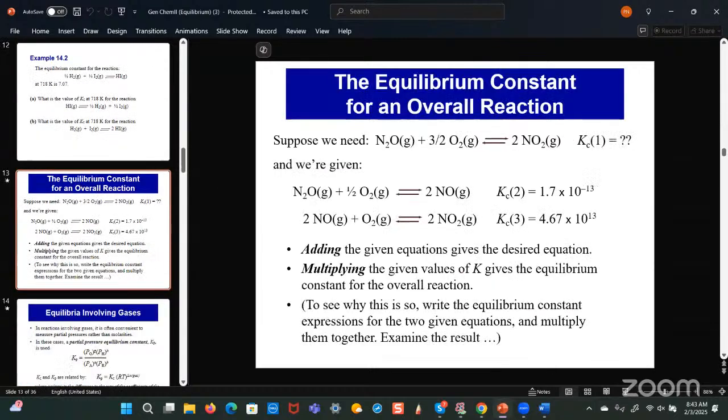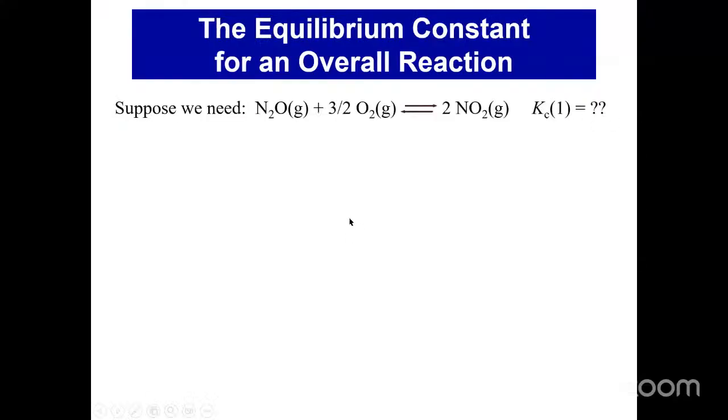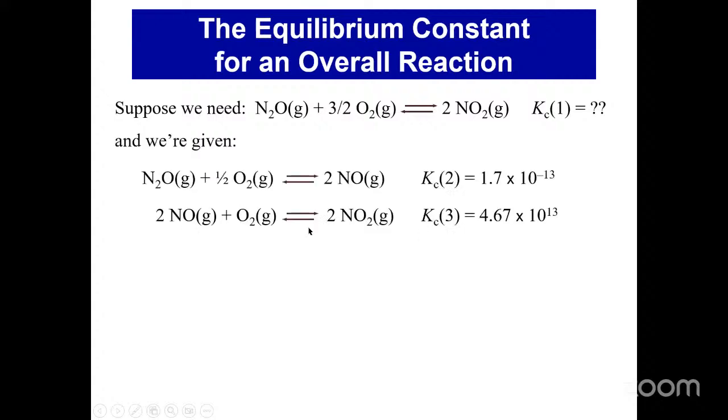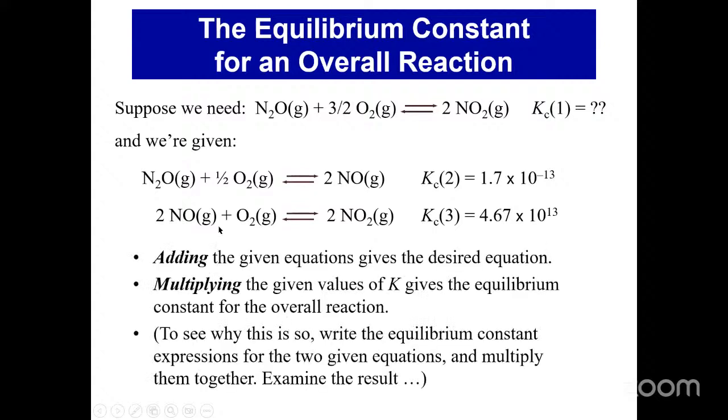Okay, now here we have some more interesting situations. This question is asking us to calculate the Kc value for this equation right here. In addition to that equation, they gave us these two equations and their respective Kc values. The question is asking us to use these equations along with these Kc values to determine the Kc value for this equation. If you compare this equation to these two, you'll notice that when you add these two equations, you're going to end up with this one.